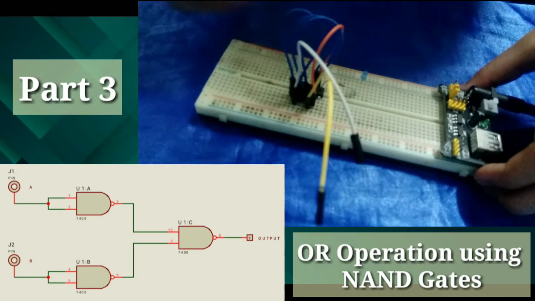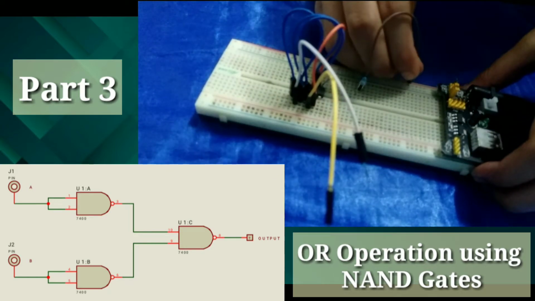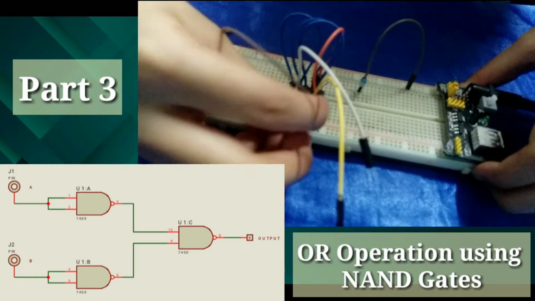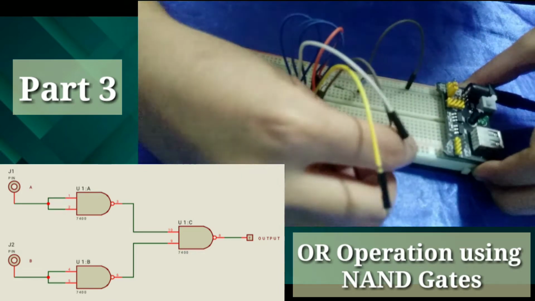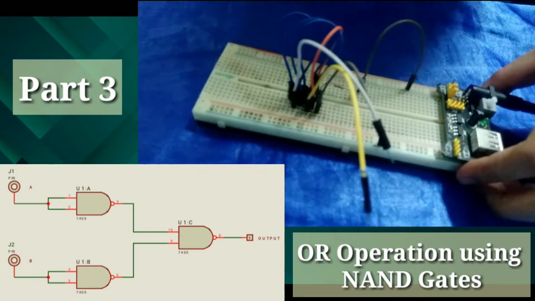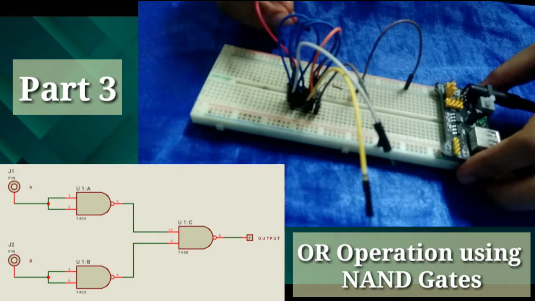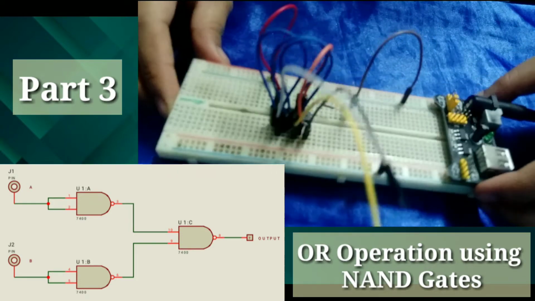Then, let's not forget our grounding, para umilaw yung ating LED. Don't forget to ground your IC as well. And don't forget our VCC connection. So, this will be our circuit for figure number 3.